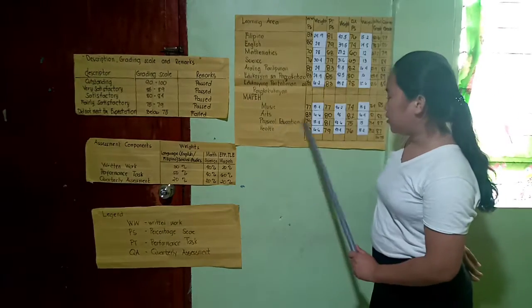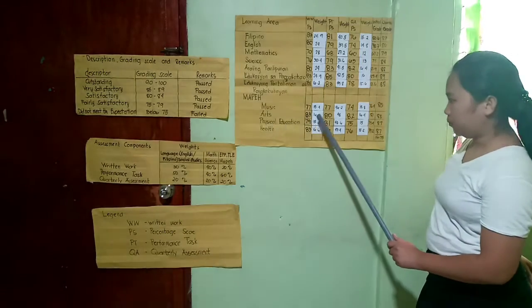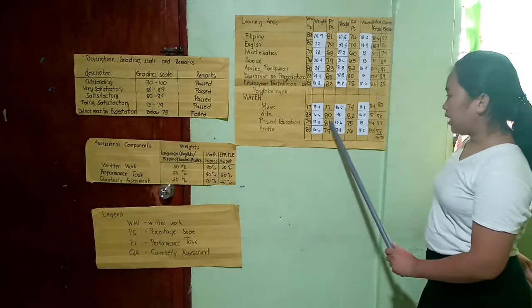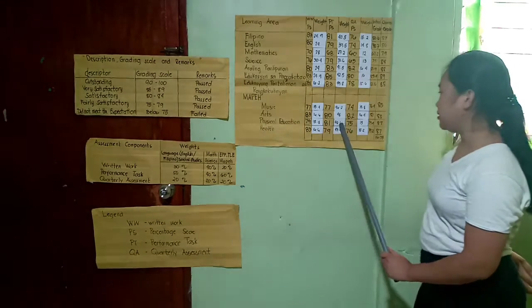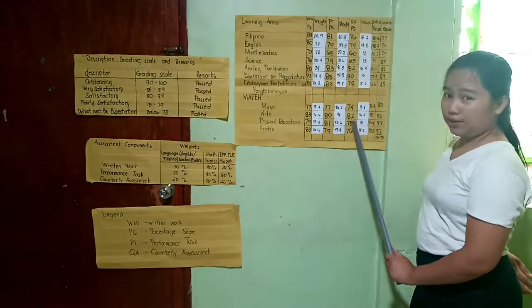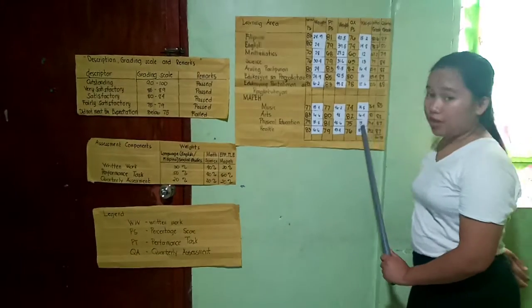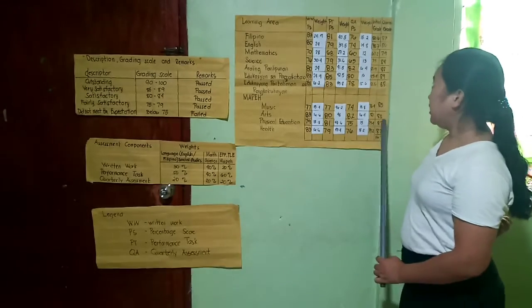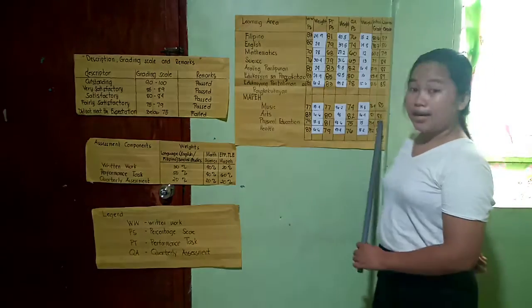So in physical education, 79 times 20 is equals to 15.8. In performance task, 81 times 60 is equals to 48.6. So in quarterly assessment, 75 times 20 is equals to 15. So the initial grade of 79.4. The quarterly transmuted grade is equals to 87.